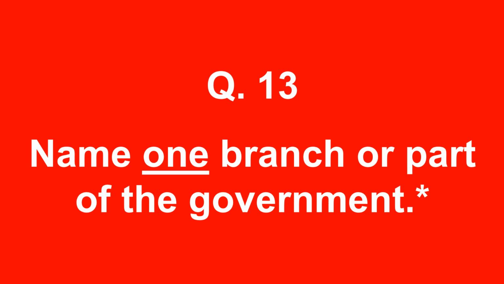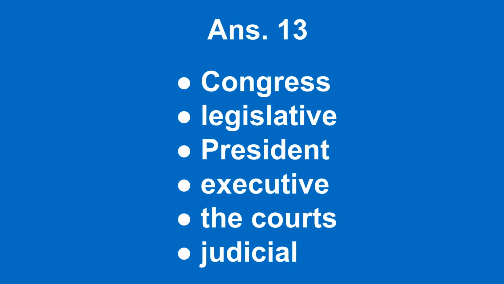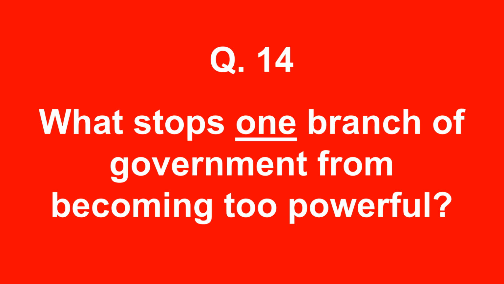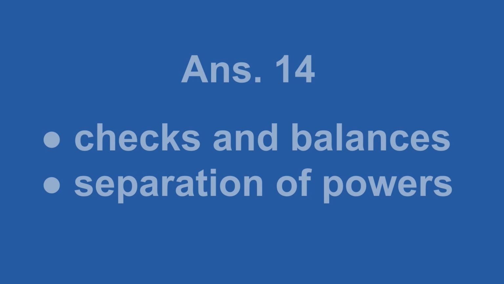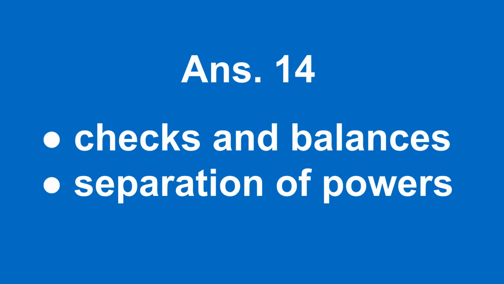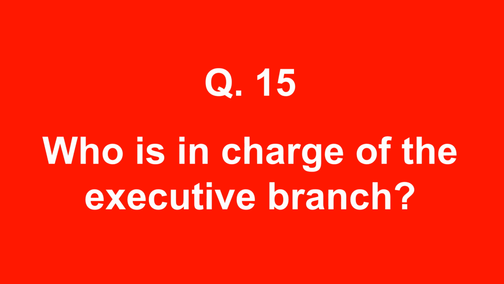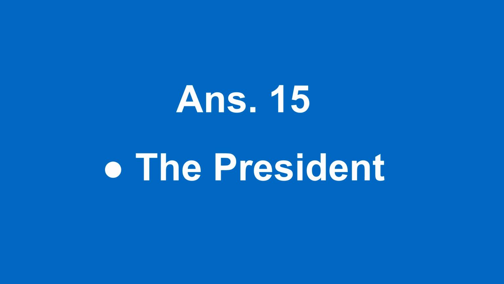Name one branch or part of the government. Congress, legislative, president, executive, the courts, judicial. What stops one branch of government from becoming too powerful? Checks and balances, separation of powers. Who is in charge of the executive branch? The president.